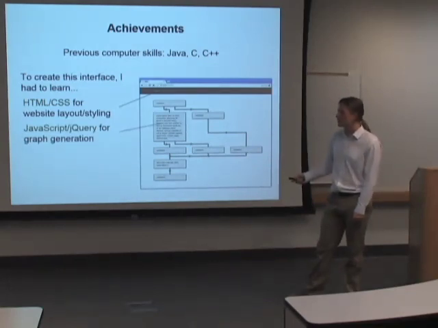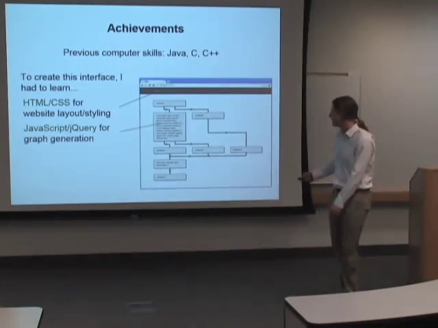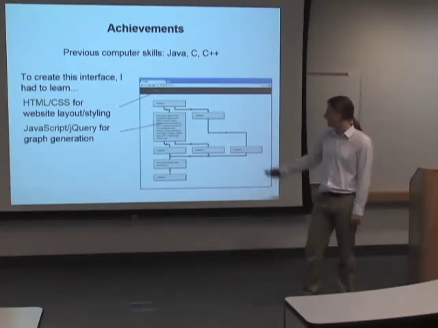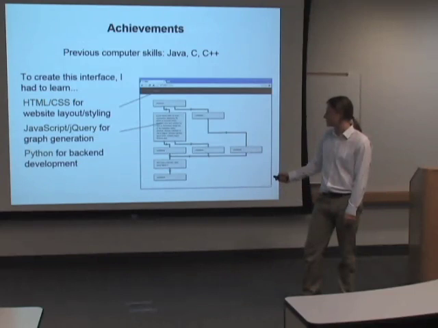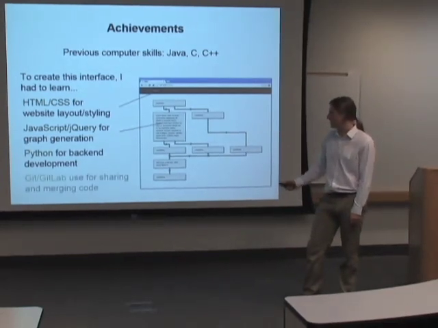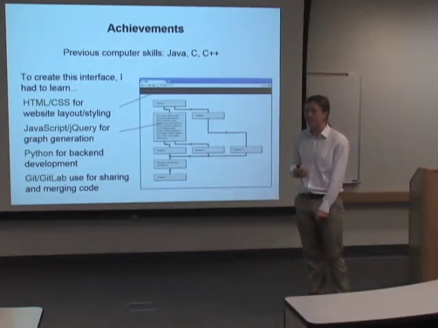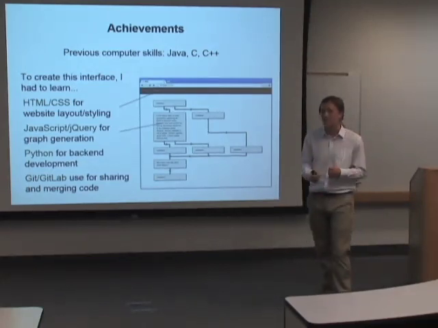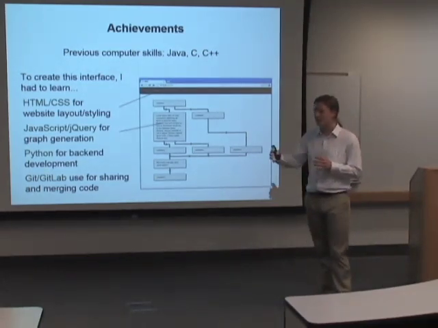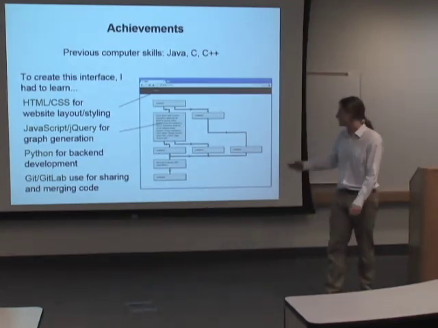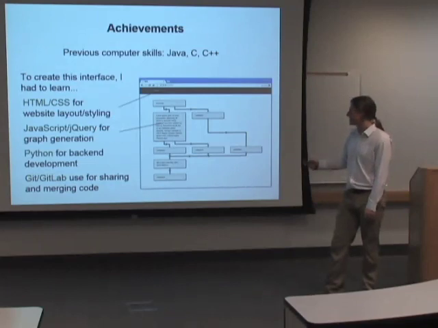JavaScript and jQuery, which is a library of JavaScript, which is how we generated the graph. That's how we came up with the logic behind it, as well as Python, which is what we use for the back-end development, and Git and GitLab, which is an extraordinarily helpful tool we use in computer science, which allows us to create big projects and share our code and merge our code with our other collaborators. So as you see, my skill set more than doubled after the end of this project, which was very exciting for me.